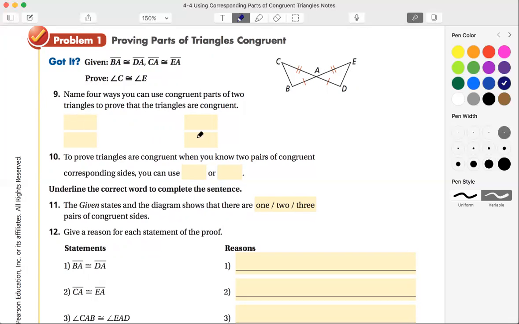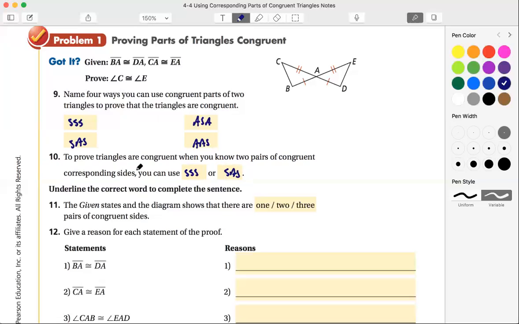Okay, so notice we have these 2 triangles. We can prove 2 triangles are congruent if I have SSS, if I have SAS, if I have ASA, and if I have AAS. So to prove 2 triangles are congruent, when you know 2 pairs of congruent corresponding sides, I can either use SSS or SAS.